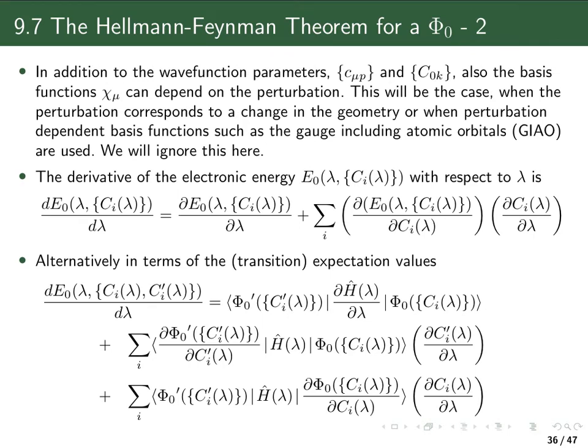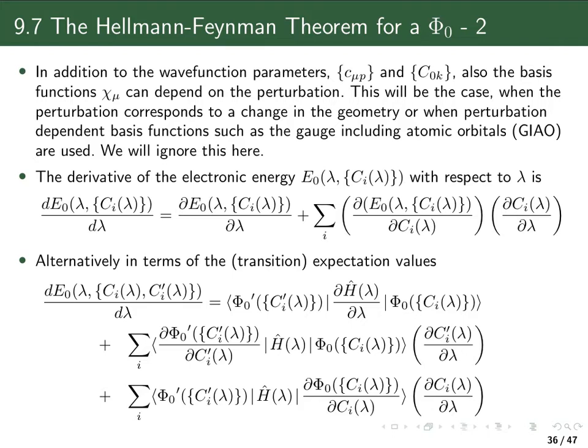In some cases, in addition to the molecular orbital coefficients and these determinant coefficients, the basis functions could also depend on the perturbation. This is, for example, the case in the popular gauge-including atomic orbitals, which are used for the calculation of magnetic properties like magnetizabilities or shieldings. However, in this presentation, I will ignore this. So the basis functions will be independent of the perturbation.